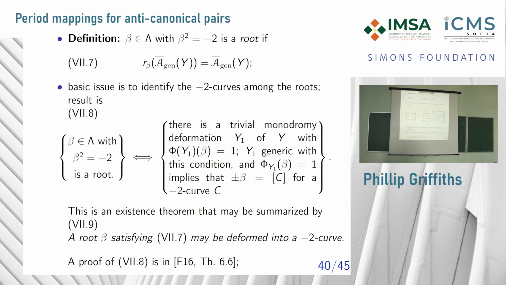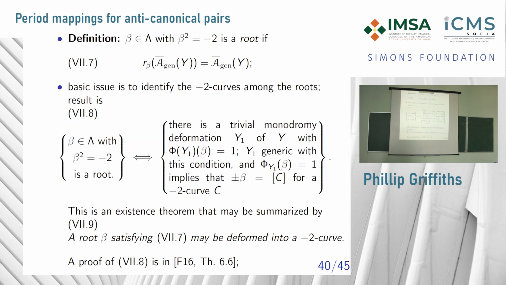So now, this is again numeric. You have a cohomology class with square -2. It's a root if it preserves this. And we want to identify the -2 curves among the roots. They're not all the same. That's the subtlety in the argument when you try to track down the details. So the basic result is to identify the -2 curves among the roots.